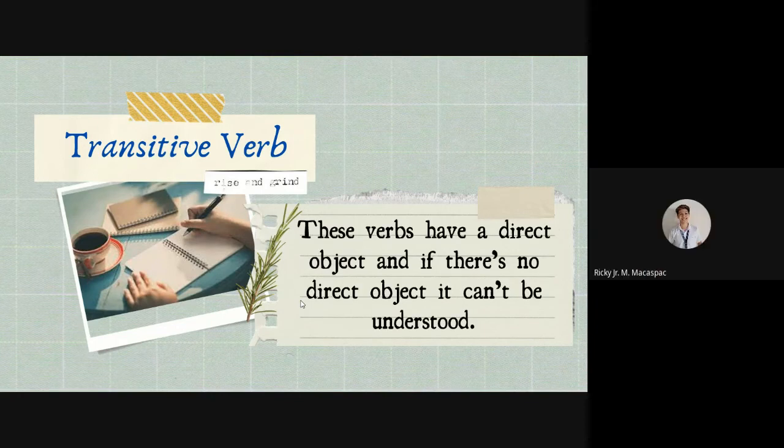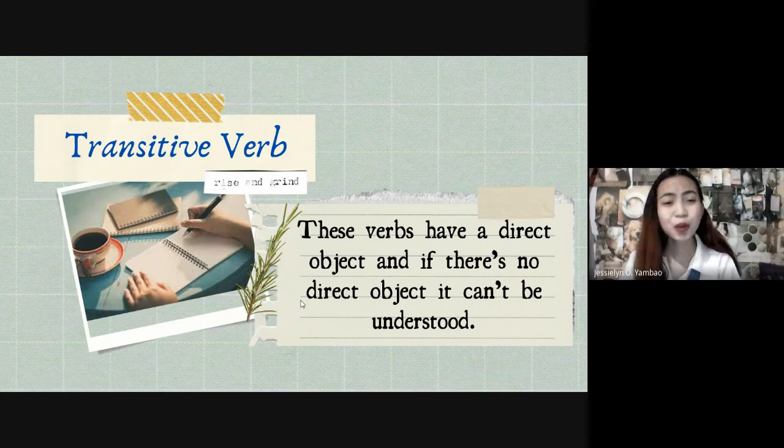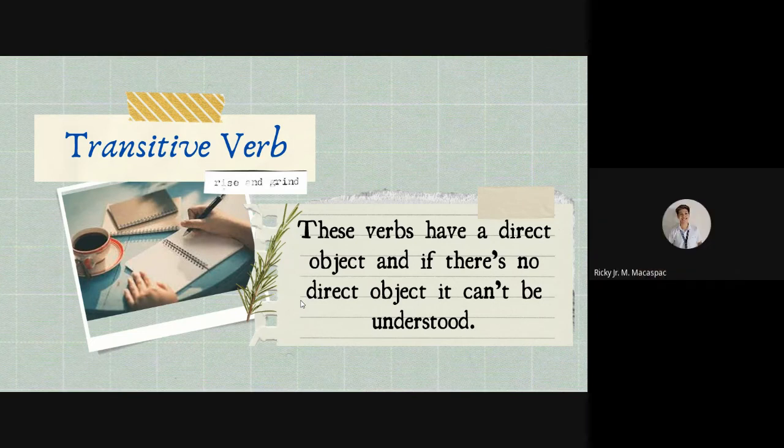Sure, ma'am. Thank you. Transitive verb. These verbs have a direct object, and if there's no direct object, it can't be understood. When we say direct object, it is a noun or a noun phrase referring to a person or thing that receives the action. Again, what is a direct object, Ricky? It is a noun or a noun phrase that refers to a person or thing that receives the action.